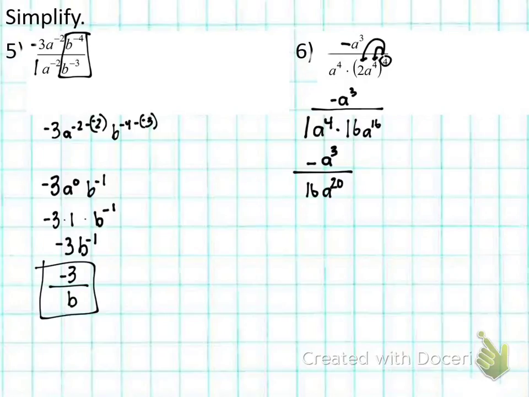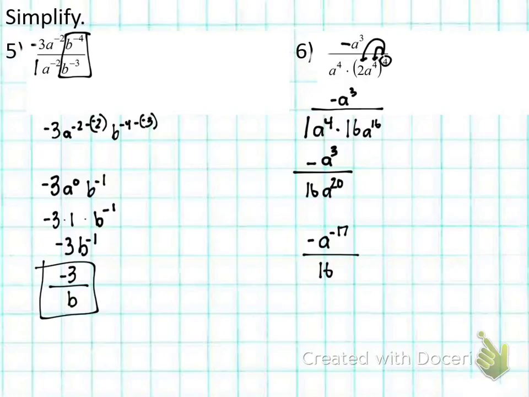The numerator is like saying negative 1, so negative 1 divided by 16. We're going to leave that negative sign there. We have a to the 3rd over a to the 20th. A to the 3rd divided by a to the 20th. We subtract, so it's going to be a to the negative 17th power. So we have negative a to the negative 17th power all over 16.